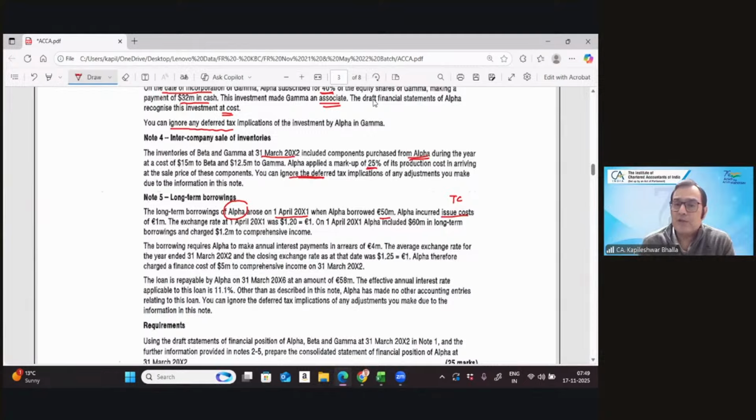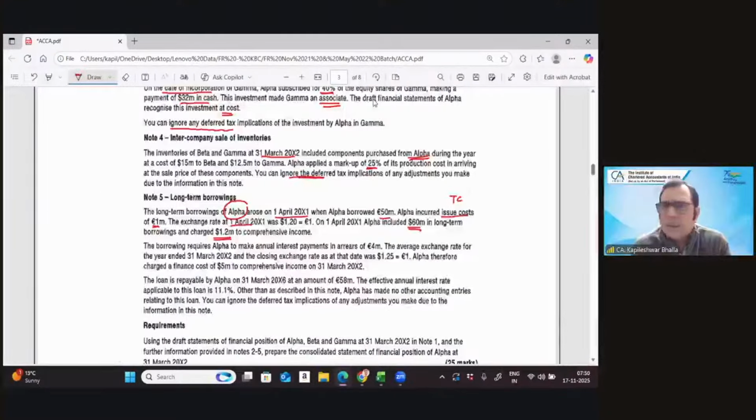So the exchange rate on 1st April is given, and it says on 1st April, Alpha took this $60 million in the long-term borrowings. So what he did, he applied to that 50 million euro an exchange rate of 1.2. So 50 million into 1.2, and that gives you $60 million. So he simply multiplied the initial borrowings with the exchange rate, and that is reflected as a liability in the balance sheet. And as far as the TC is concerned, this 1 million euro multiplied by 1.2 is being charged to the comprehensive income, that is in the P&L.